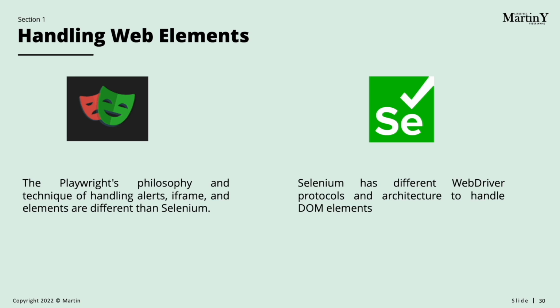So on one side, Playwright handles alerts, iframe, and elements that are different comparing to Selenium. On the other side, Selenium has different WebDriver protocols and architecture to handle DOM elements. What we know for sure is that the way Playwright is handling web elements is way quicker comparing to Selenium because Playwright uses just a single socket instead of sending HTTP requests over and over again.